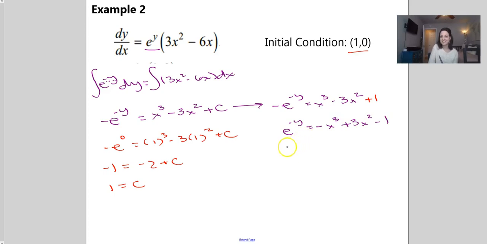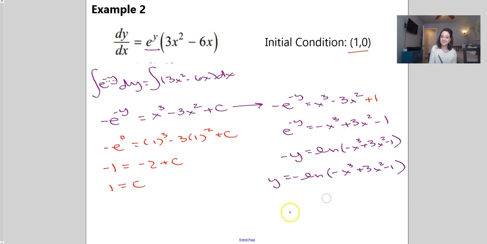Okay, what do I need to get rid of next? Next is the e, so let's take ln of both sides. Ln of this side just becomes -y. Ln of this side, there's not really anything I can do there. It's going to be ln of all that. And then finally, I'll get rid of the negative. So multiply both sides by -1 to get negative ln of negative x cubed plus 3x squared minus 1.